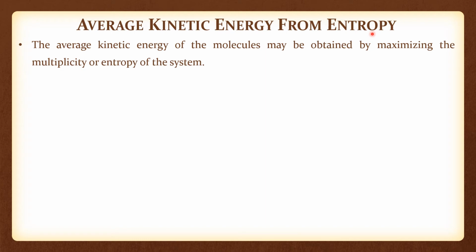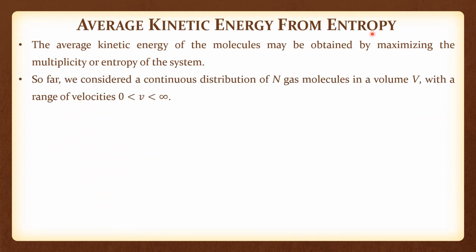So the average kinetic energy of the molecules may be obtained by maximizing the multiplicity or entropy of the system. So far we have considered a continuous distribution of n gas molecules in a volume V with a range of velocities. Of course, you can't have any velocity less than 0, and you can't have any velocity greater than infinity. So that's the range, theoretically. The number of molecules having velocity 0 or velocity infinity may be negligible, or literally 0. Nonetheless, that's the range.